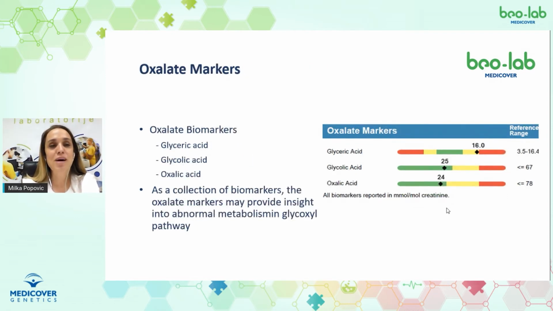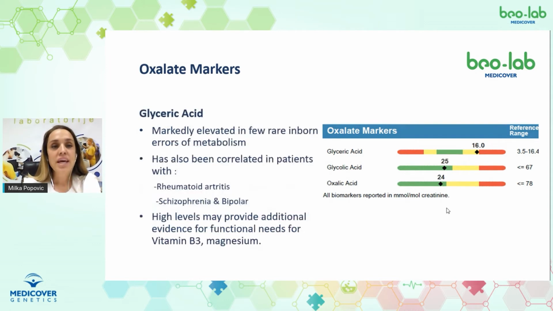Now, oxalate markers. Here we look at glyceric acid, glycolic acid, and oxalic acid, and oxalates in general. So with glyceric acid, when we have very high levels of it in the urine, this can point to certain inborn errors of metabolism, but it's only a slightly higher level.